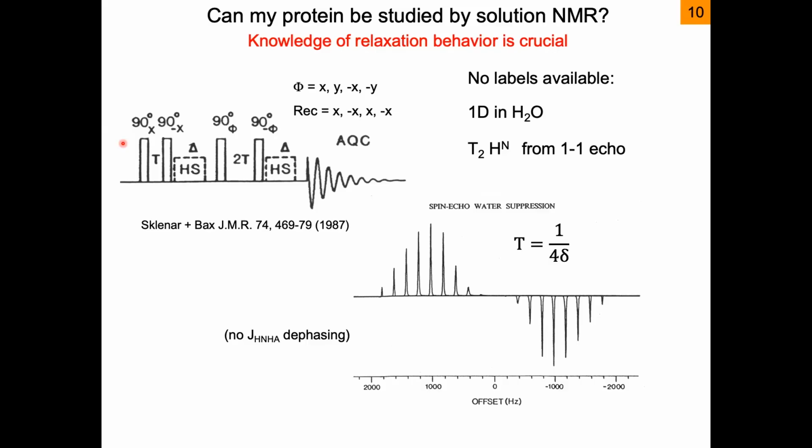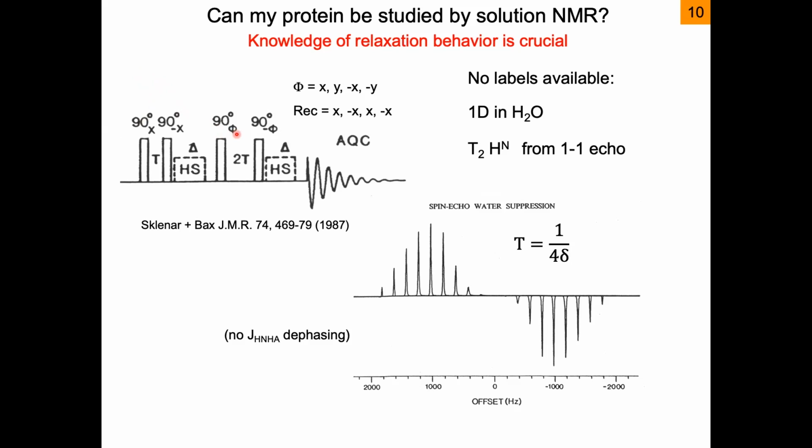And now you wait for this delayed capital delta, and then apply this second pair sandwich of 90-degree X minus X pulses, but separated by a delay 2t. And I leave this as a homework for you, that you show that this is basically the same as a 180-degree pulse with the excitation profile that I showed you before.